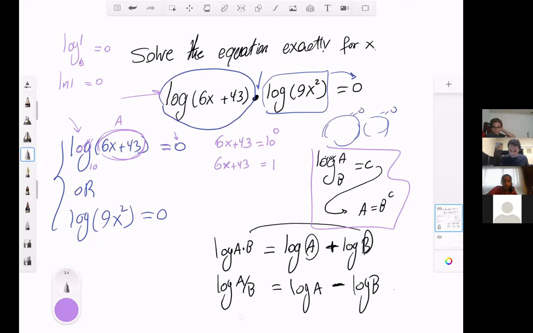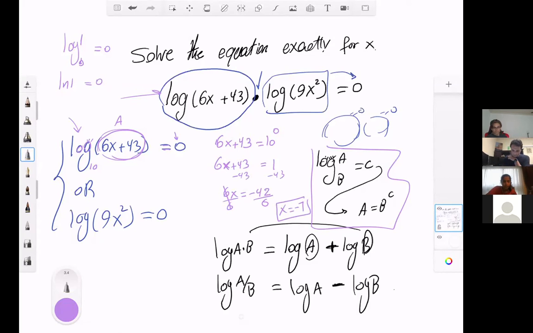So right now, 6x plus 43 equal to 1. We're going to solve for this x. So minus 43, minus 43. 6x equal to negative 42, divided by 6. x equal to negative 7. All right.